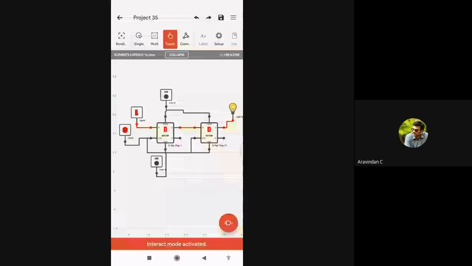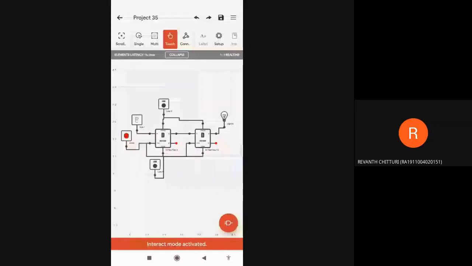Now I'll change the input to 0. Now see the red color light which is shown in the figure. I press the first button. The output of the first flip-flop is 0, but the output of the second flip-flop is the previous one. Now I'm pressing the second one. Now you can see the output transmission in the second D flip-flop. Is it clear? Any doubts? Sir, can you explain that last one, the second one, once more?